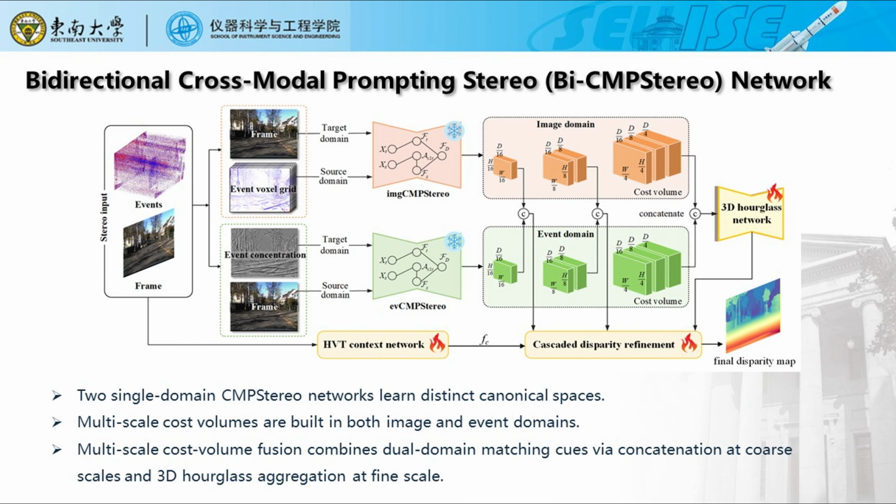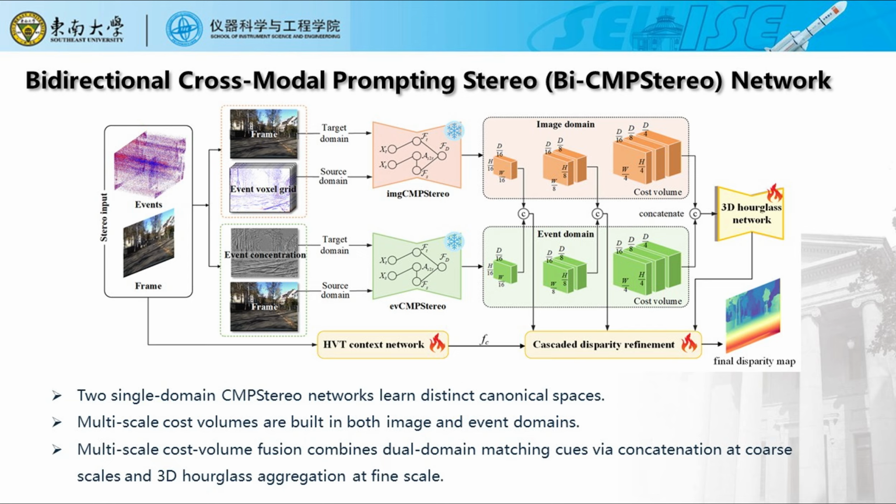Based on the single-direction CIMP stereo framework, we further extend it to a bidirectional cross-modal prompting stereo network, namely BI-CIMP stereo. The key idea is that event and image modalities should not be treated in only one fixed direction. Instead, each modality can provide complementary information to the other. Therefore, we construct two single-domain CIMP stereo branches with opposite target domains.